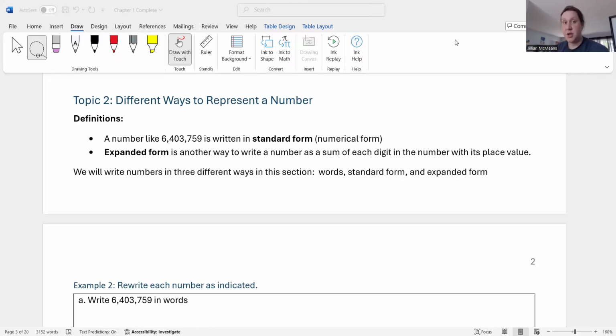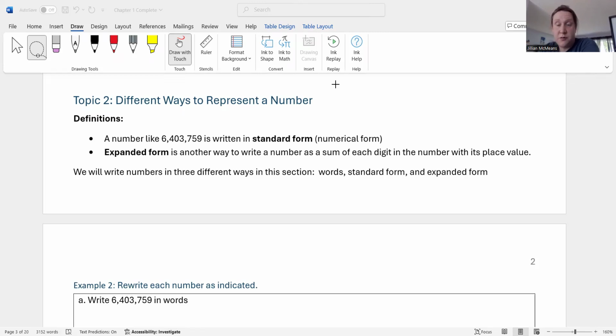For topic 2, we're going to talk about different ways to represent a number. Please understand, first of all, that when a number is in that number format, that is called something; we can also have numbers that are written out in words. We're going to convert between those two, and then there's a third version that we're going to look at.